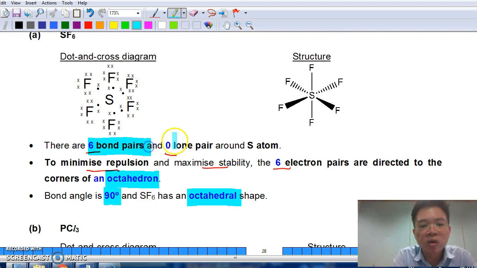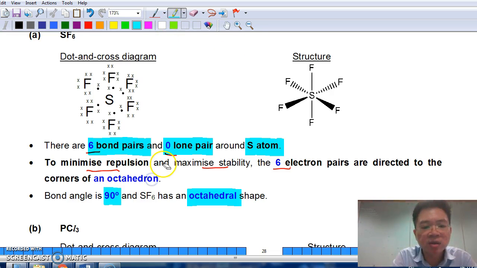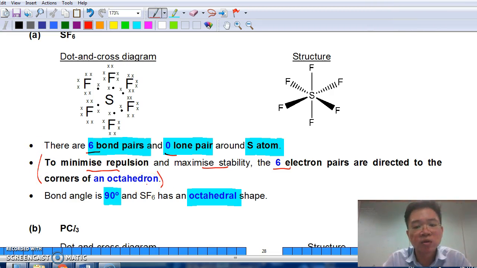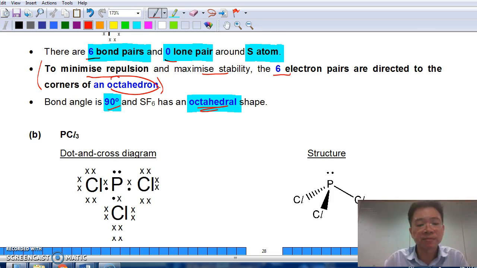You need to show how many bond pairs and lone pairs there are around the center atom. Name the center atom. Then after that, this statement is not that important, but it's important for you to think and consider how many electron pairs there are in total and what is the basic shape. Since there's no lone pair, the octahedron is the basic shape, octahedral, and the bond angle is 90 degrees.